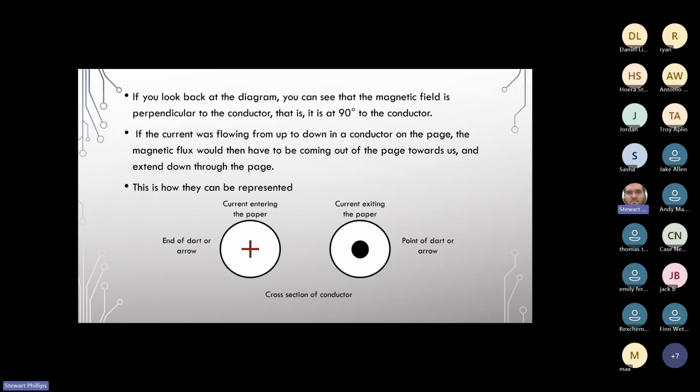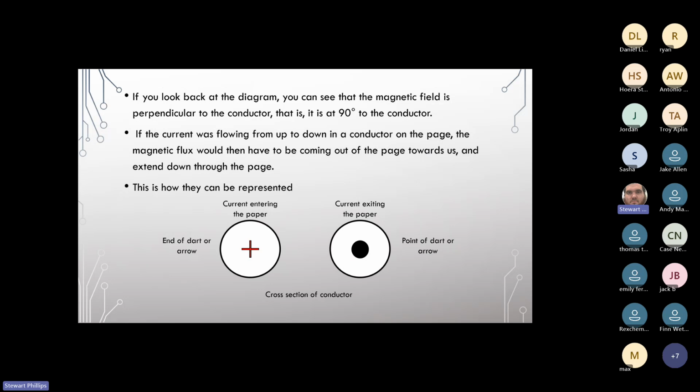If you look back at the diagram, you can see that the magnetic field is perpendicular to the conductor. That is, it's at 90 degrees to the conductor. So if the current was flowing from up to down in a conductor on the page, the magnetic flux would have to be coming out of the page towards us and extend down through the page. So this is how we represent it when we do questions and diagrams.